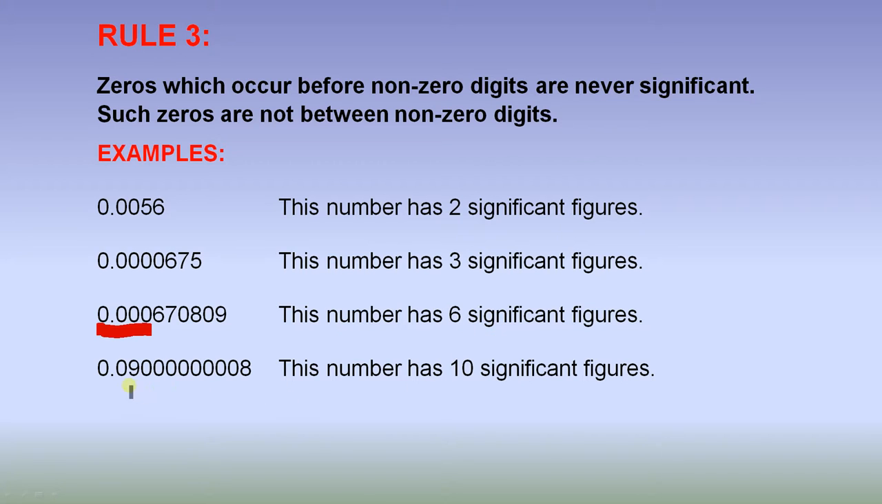Over here, those 2 zeros here are not significant. All these zeros occur between the 9 and the 8. So we have 1, 2, 3, 4, 5, 6, 7, 8, 9, 10. There are 10 significant figures.